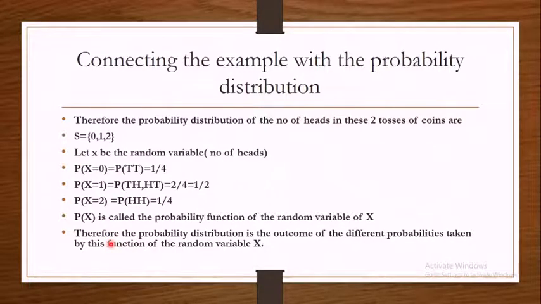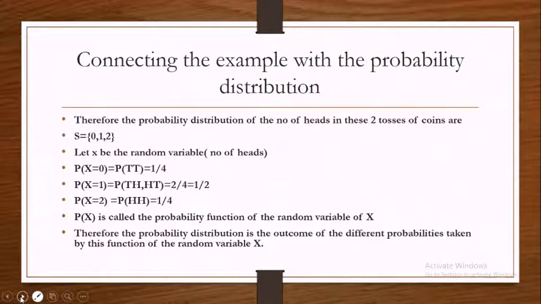I would like to explain it again. Therefore, the probability distribution is the outcome or the result of the different probabilities, that is these things, taken by the function of the random variable X. Here X can take any value. If it is discrete, it can take finite values. If it is continuous, it can take any value in the real numbers. Now just keep this in mind.